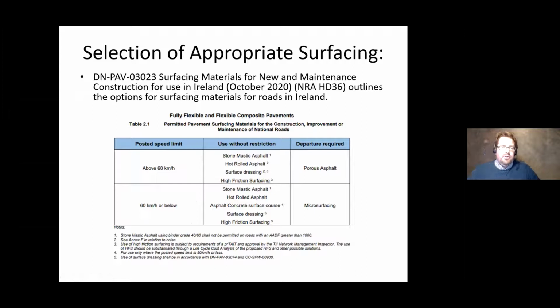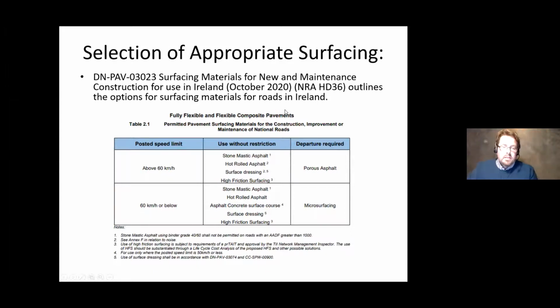DN-PAV-03023, so we'll call it HD36 out of old currency. This lays out the surfacings that are appropriate for use on national roads in Ireland. Eddie Wintlich from the TII gave an excellent presentation on the revision to this document. He's given it both to the TII themselves and to the IAT, and if those are available, if you can access them, I'd recommend them. He goes into much better detail and explains the rationale behind it much better than I ever could.